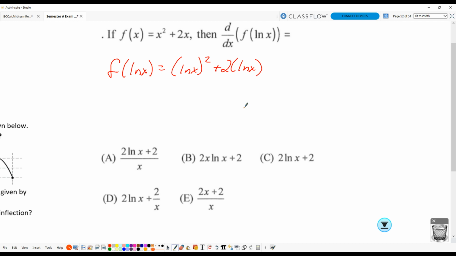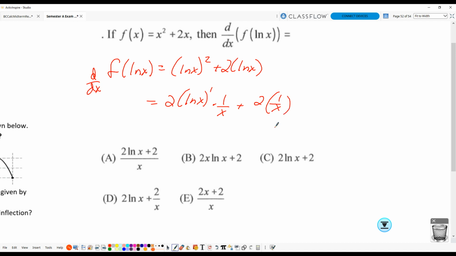Okay, so I'm just going to find f of natural log of x. Then it said, do the derivative of that. The derivative of that, multiply the power. Lower the power, and then chain rule, multiply by the derivative of that natural log of x. And then the derivative of this.